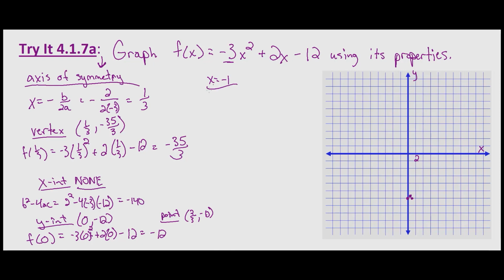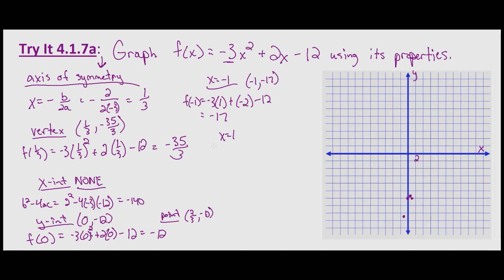So let's go ahead and use x equals negative 1. f of negative 1 equals negative 3 times negative 1 squared plus 2 times negative 1, which is negative 2, minus 12. So that's negative 17. So we have a point at negative 1, negative 17. And again, we know that because of the axis of symmetry, there's going to be a point on the opposite side as well.